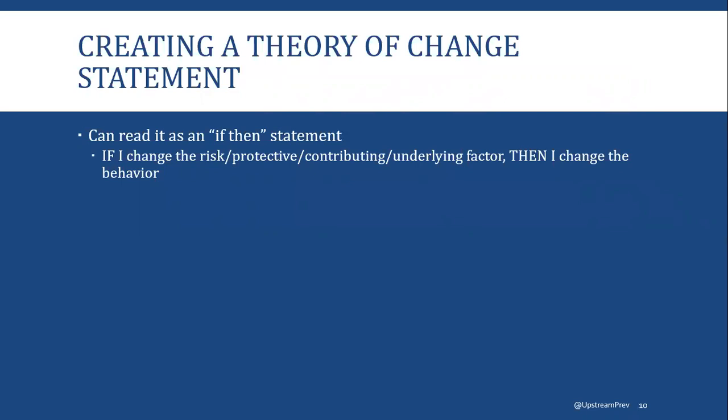And taking that path, we're going to try to build our first theory of change statement. When I teach these to my college students, I challenge them to think of it as an if-then statement. If you can think way back to when you were learning the scientific method and cause and effect, we can think of it that way. So if I change this risk, protective, or contributing underlying factor, then I change the behavior. Or if I change this underlying factor, then I change the problem, right?